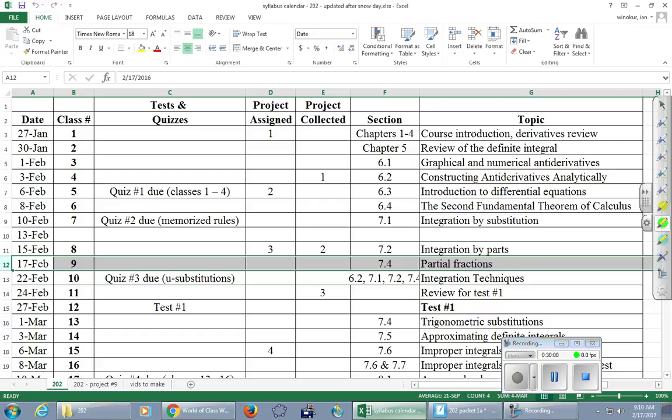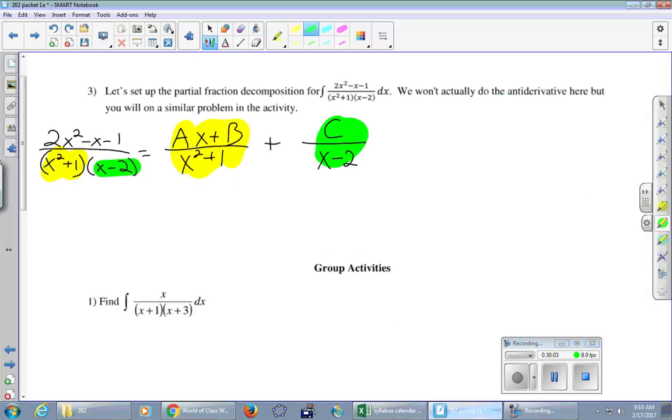Okay, so the activity is right there. I will walk around.